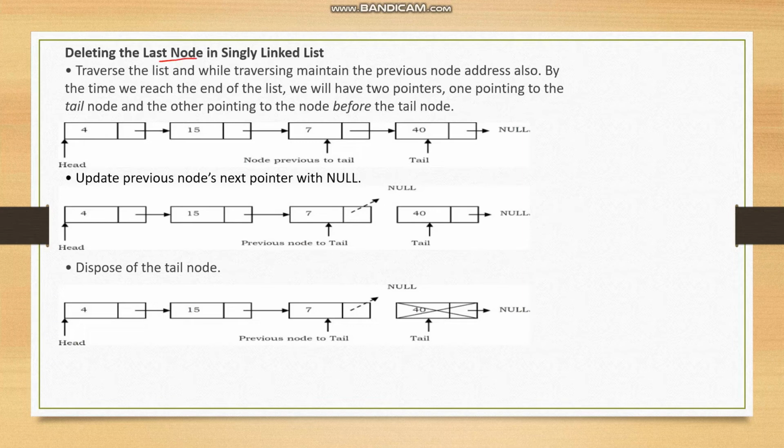Deleting the last node in a singly linked list. We will have to traverse all the nodes of the linked list. We will have to come to the end of the linked list, and we will have to keep two pointers. One pointer will track the last node, and one pointer will be at the node just previous to that last node. Once we encounter the null, we have found the last node, so we will point the previous pointer to null, and we will delete that node.